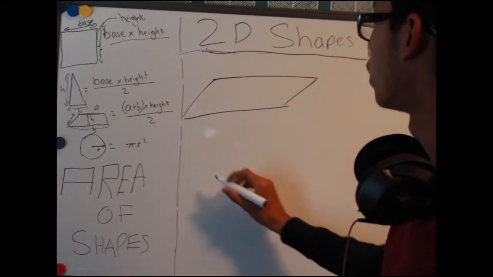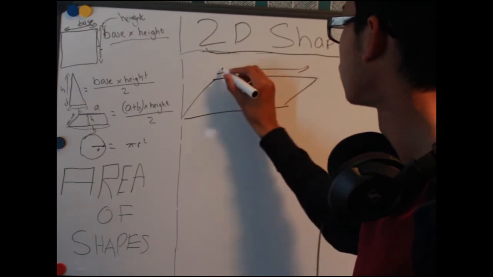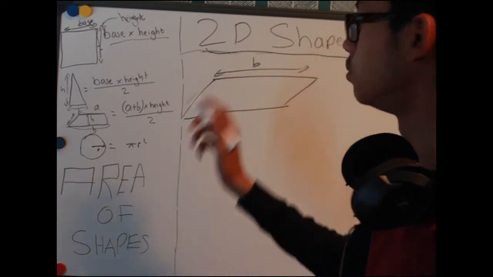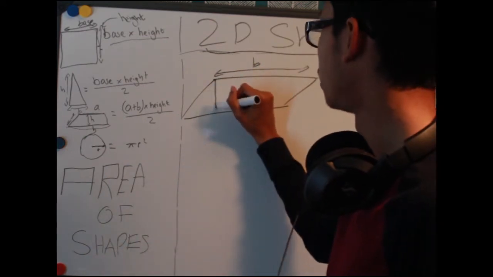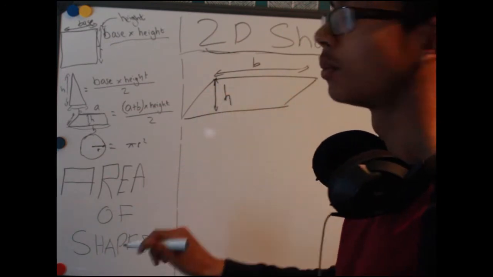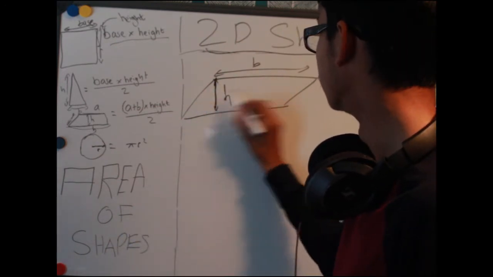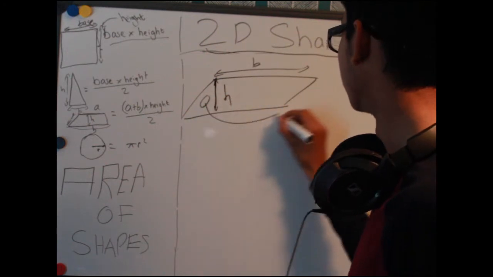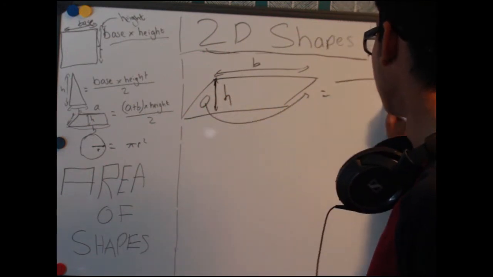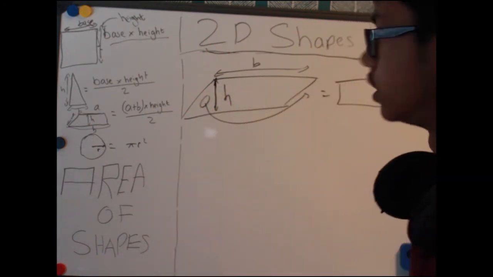But then some people might wonder why. This is the base, we will name it as B, and this is the height, perpendicular height. And why does this formula work? Because if we cut this triangle and then move this triangle over here, you can get a rectangle, and that's why it's called base times height.